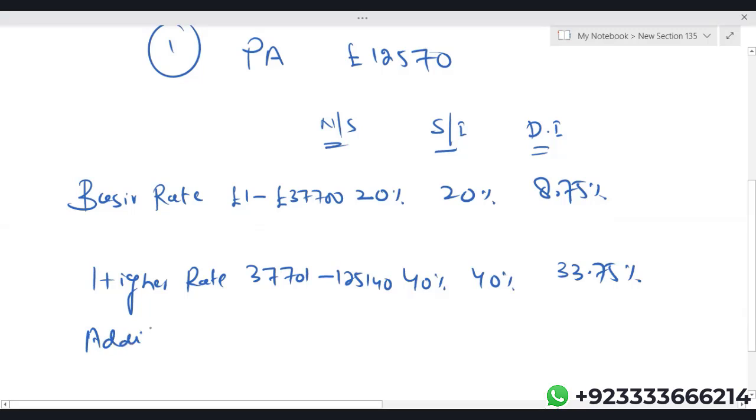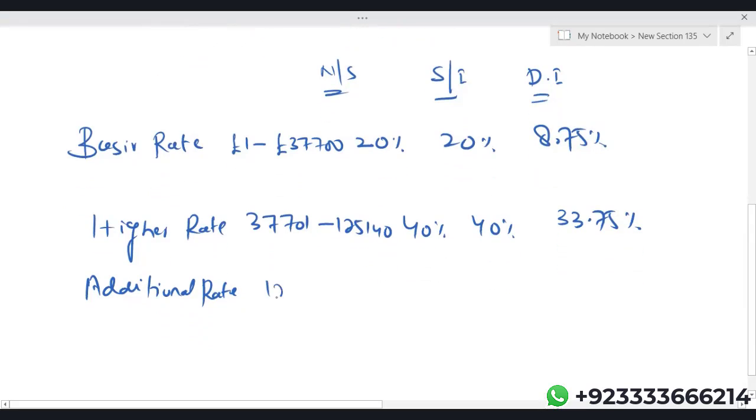Additional rate: whoever has income more than 125,141 and above, there's no limit. Applicable tax rates are 45%, 45%, and 39.35%.